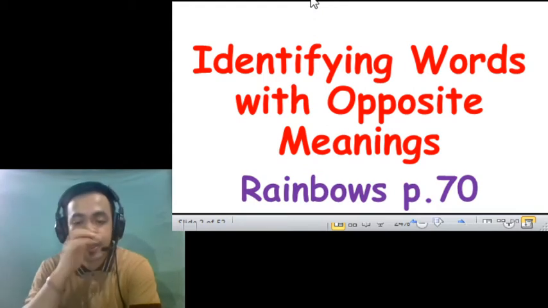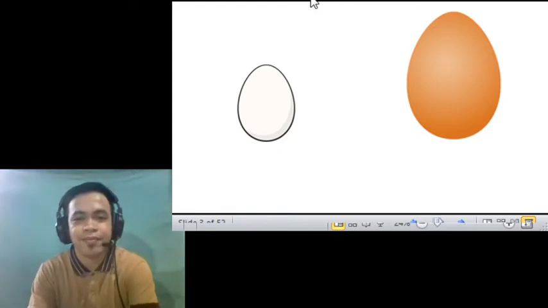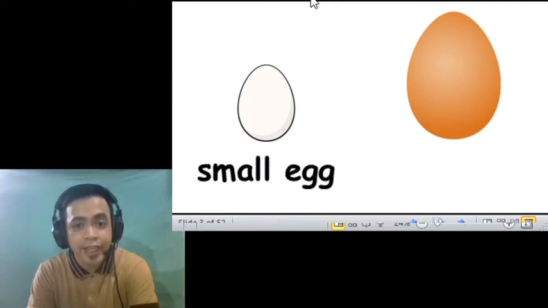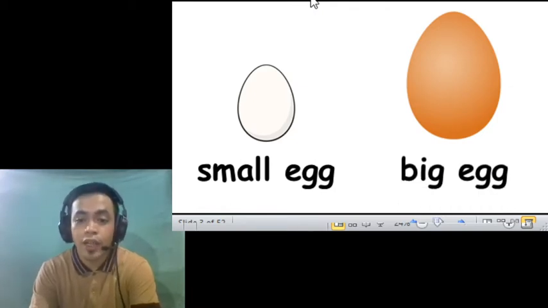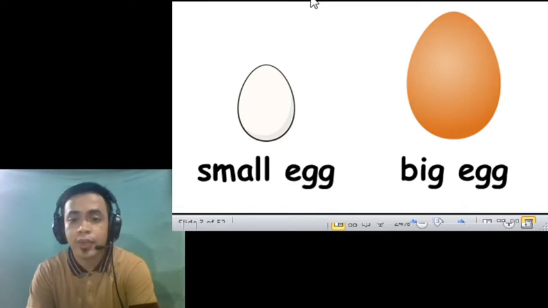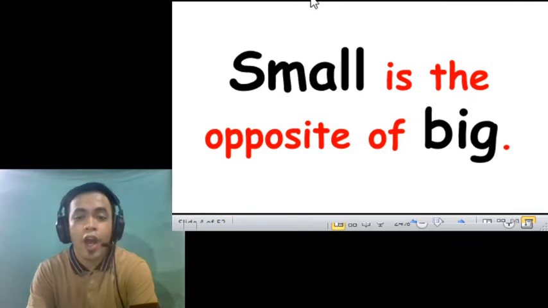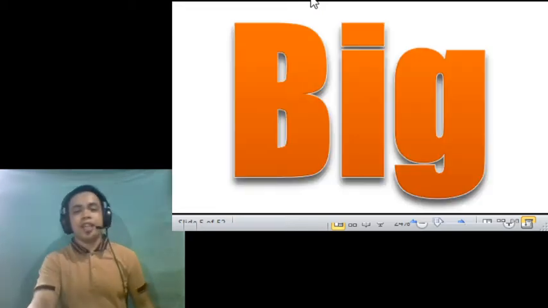So for example, when we say opposite meaning, look at these two eggs. What can you say about them? Okay, but first, we have a small egg, the white one, and we have a big egg. Okay, so small and big. Now, these words are opposite. Magkabaliktad sila ng ibig sabihin. Okay? Small is the opposite of big. Okay? Likewise, big is the opposite of small. So, baliktaran lang yung dalawa.